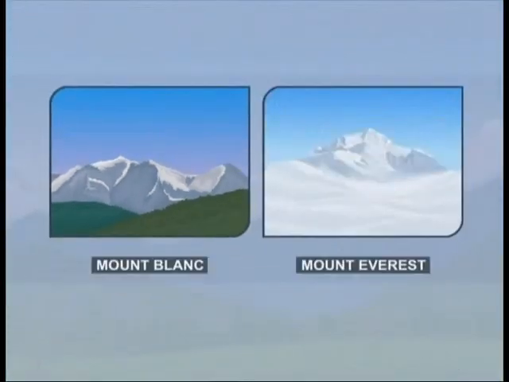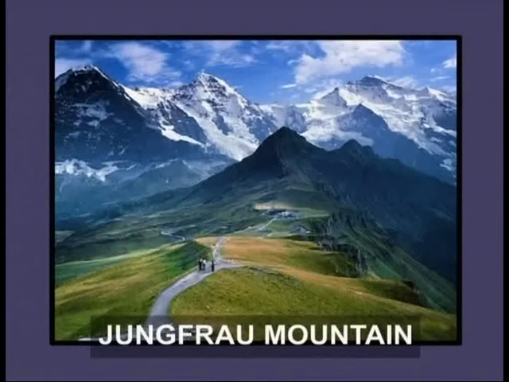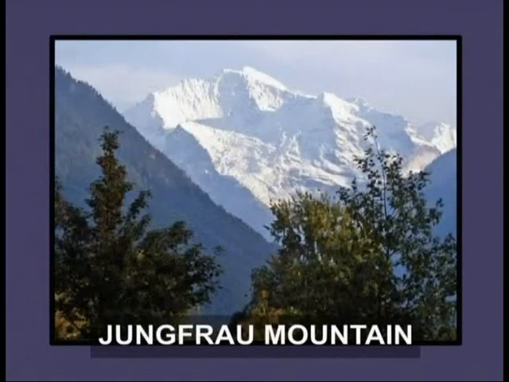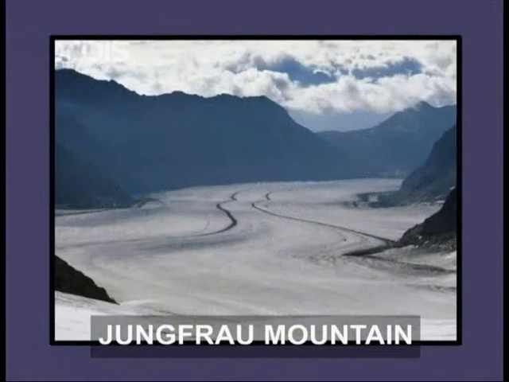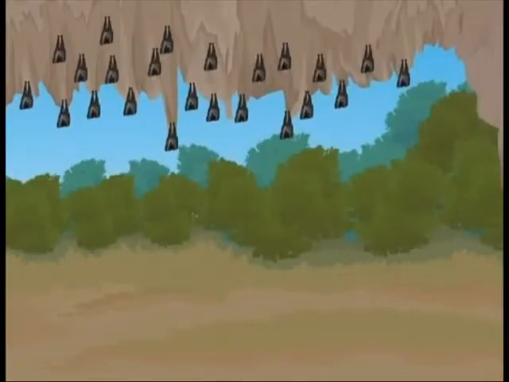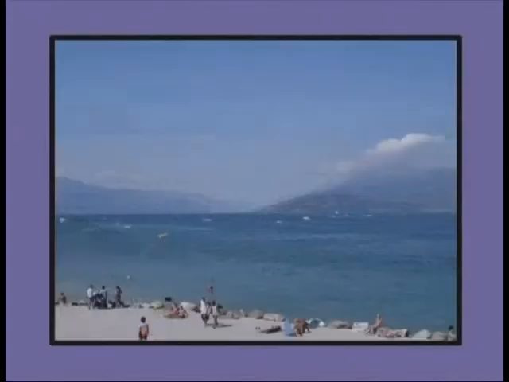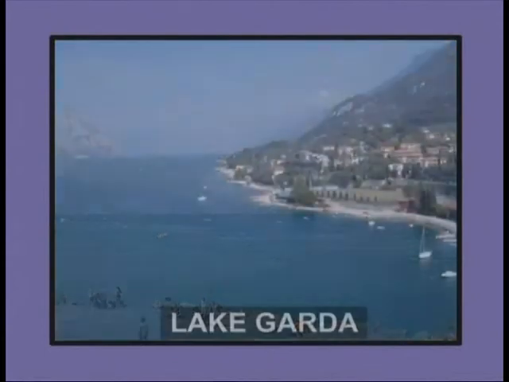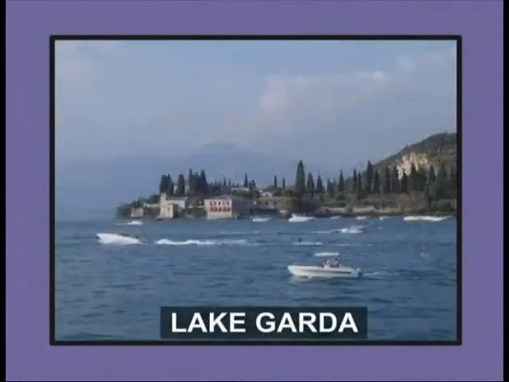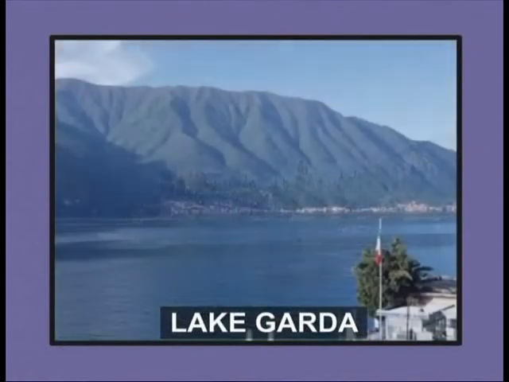Mont Blanc, which means White Mountain, is the highest of the alpine peaks in this range. It is a little above half the height of Mount Everest. The Jungfrau is the tallest of the Bernese Alps and is surrounded by massive glaciers. The Slovenian Alps are inhabited by bat species and limestone caves. Sheltered by the mountains is Italy's large lake called Lake Garda, which has a warm Mediterranean climate.